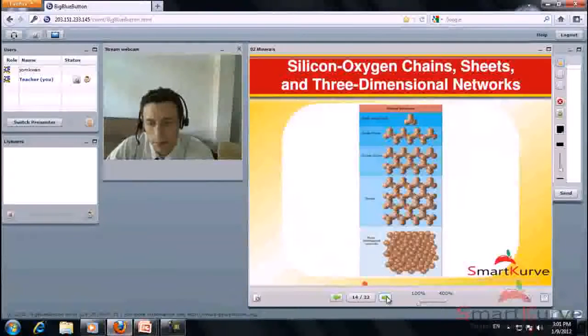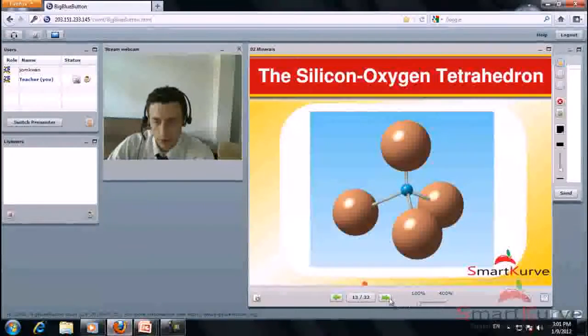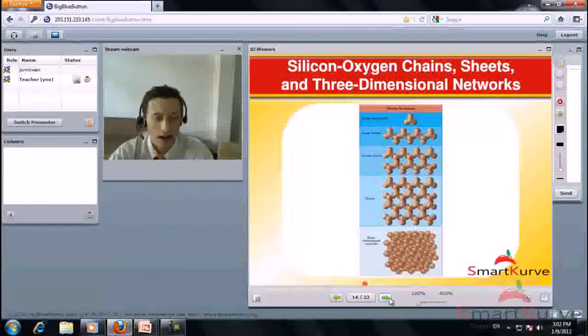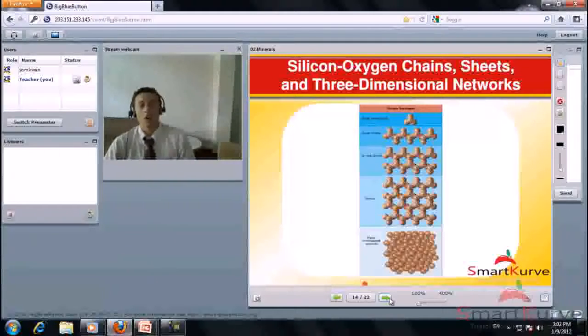There we go. On slide 14, we can see some silicon-oxygen chains, sheets, 3-dimensional networks. These silicates form a lot of different patterns. So from a very simple beginning of just silicon and oxygen, we can get a lot of different patterns, a lot of different shapes, depending on what other elements are present. All right.